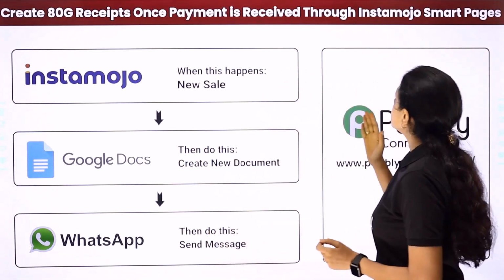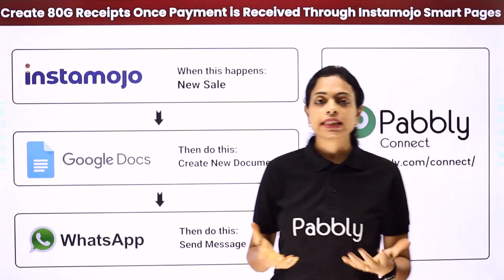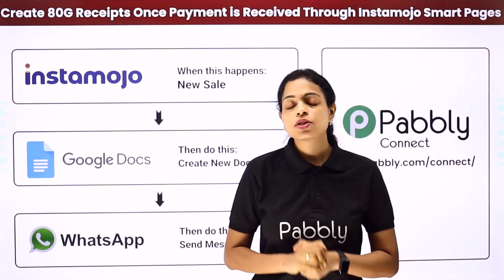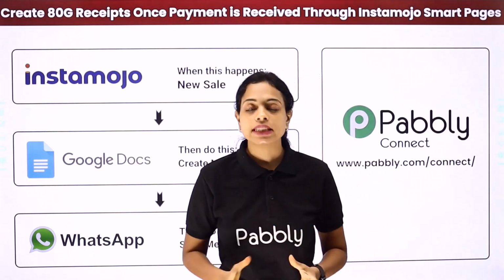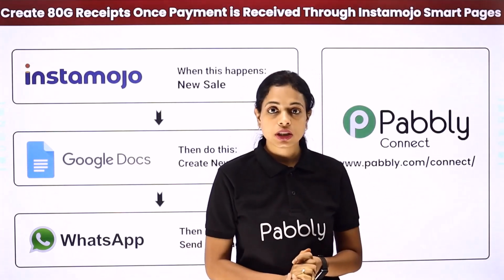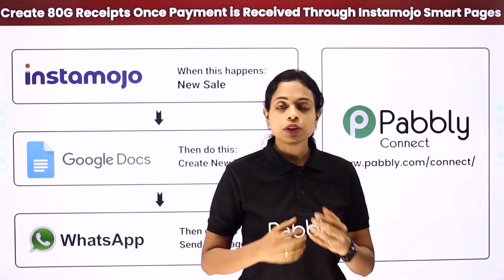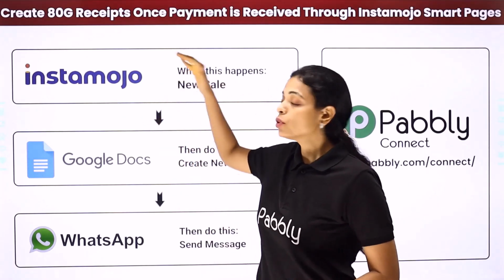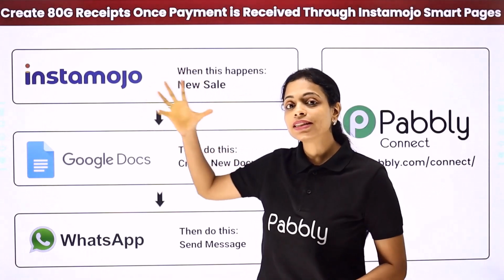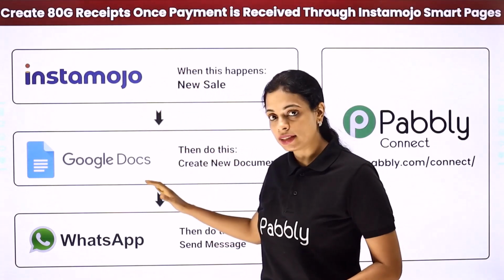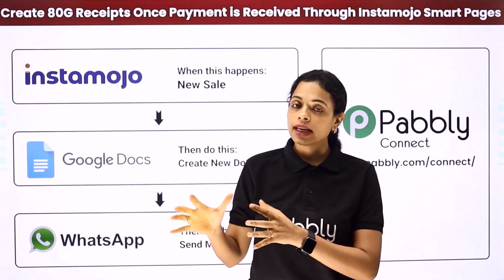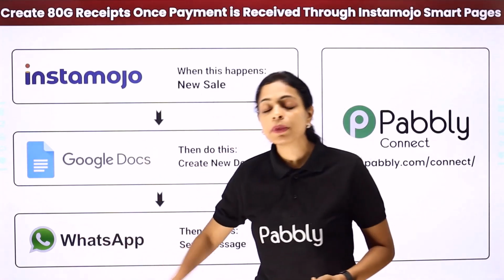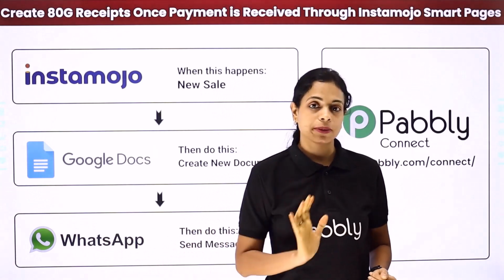And then what is Instamojo? Instamojo is a payment gateway. And we know what Google Docs and WhatsApp are. So now what is it that we need? Let's say that you are a business person. You want that every time a donation is made on Instamojo, so the payment is made through Instamojo, automatically this document should be created. This document is already there, but it should be created and then shared on the WhatsApp number of the person who has made the donation.